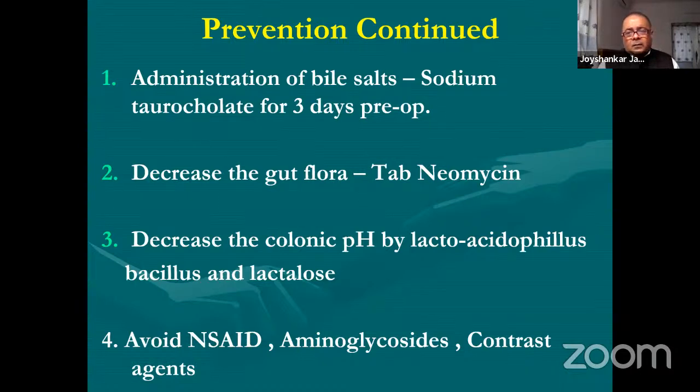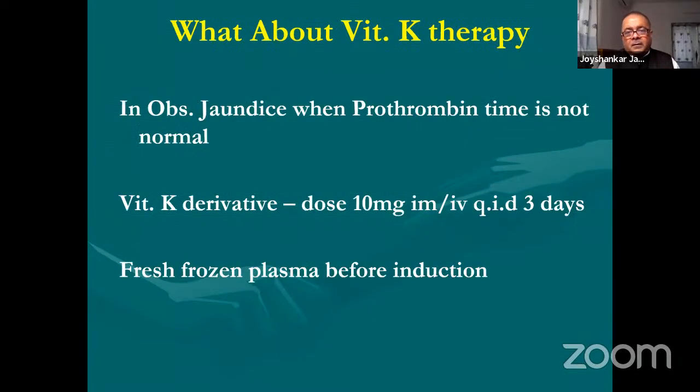Then they'll ask you, what is vitamin K therapy? Why do we give vitamin K? So in obstructive jaundice, when the prothrombin time is not normal, vitamin K derivatives are given in the dose of 10 mg intramuscular or IV, 4 times a day for 3 days, that means 6 hourly. And you must also keep fresh frozen plasma ready before induction if the prothrombin time is prolonged. Then what are the causes of cirrhosis?